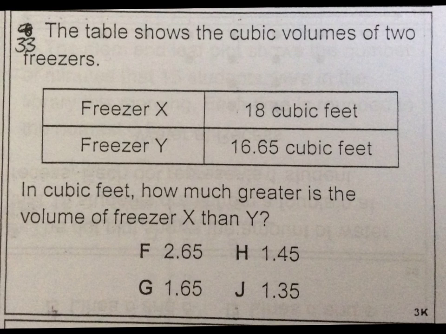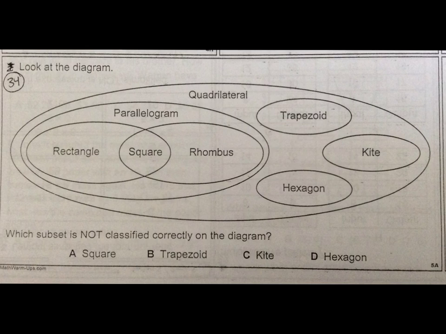Number 33. The table shows the cubic volumes of 2 freezers. Freezer X, 18 cubic feet. Freezer Y, 16.65 cubic feet. In cubic feet, how much greater is the volume of freezer X than freezer Y? Number 34. Look at the diagram.